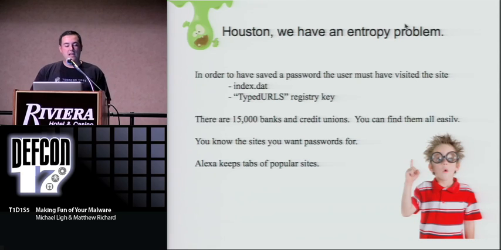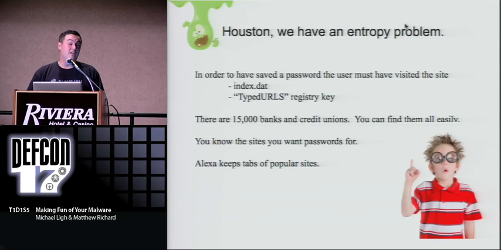So in order to break it, it's fairly straightforward. If a user is storing a username and password, chances are it's because it's a site they go to. And if it's a site they go to, chances are it's a site that you can easily find in index.dat or the typed URLs registry key. So that part's pretty easy. Another easy way to find them: if you're talking about US victims, there's only 15,000 banks and credit unions in the US. And each one of those only has a handful of login pages. So it's fairly trivial to go out, scrape them all, and gather a collection of those. So again, not really much protection.